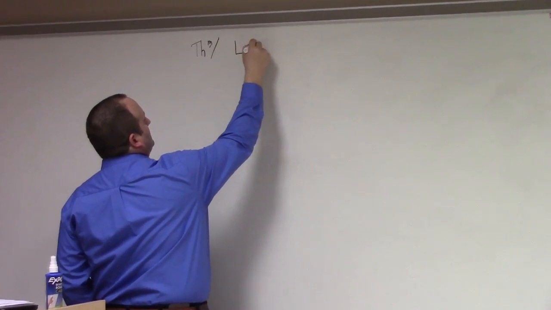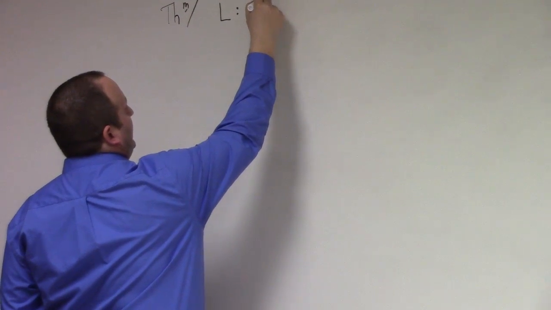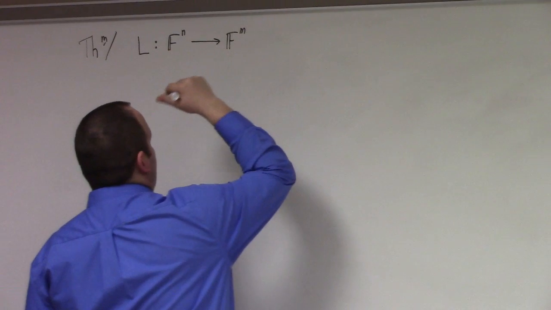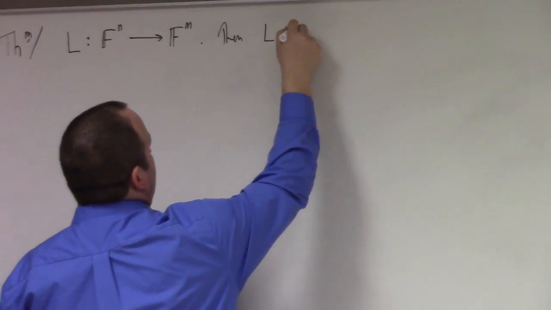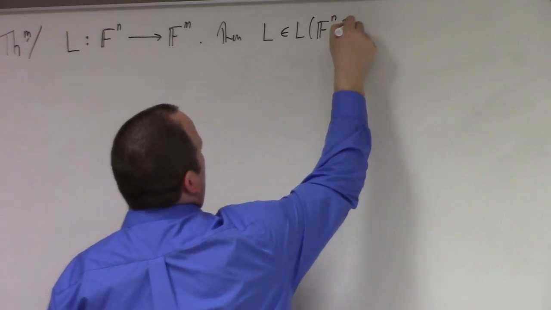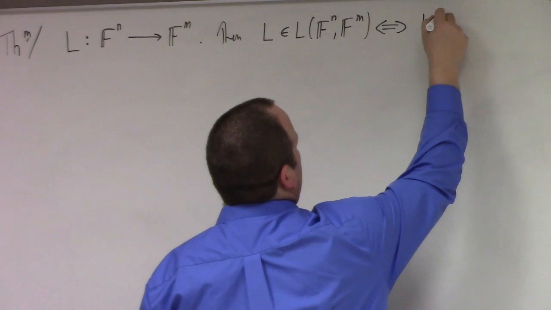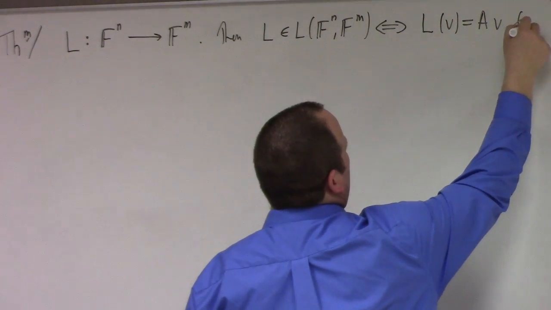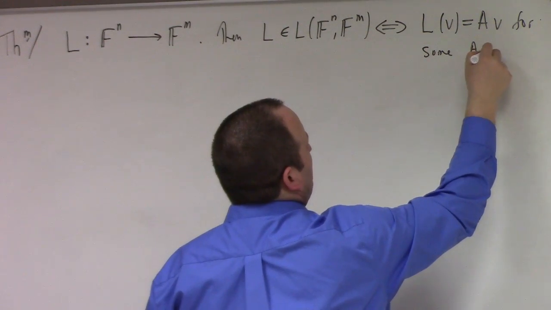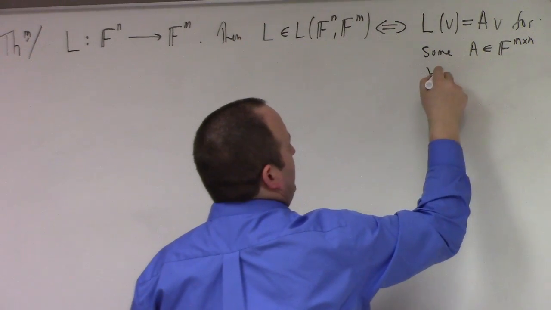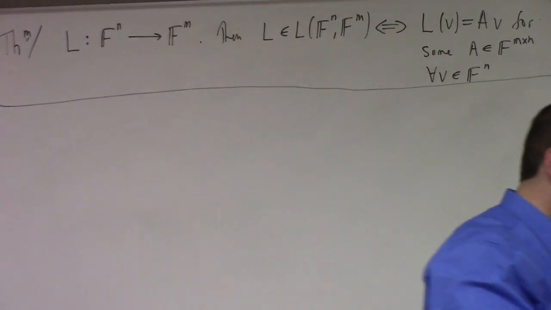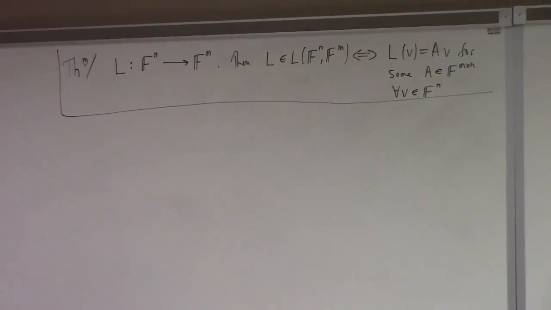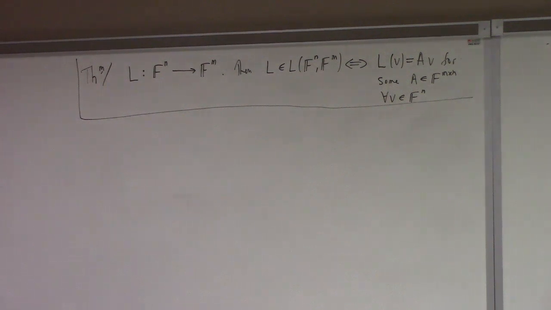All right, L, a linear transformation from, say, Fn to Fm. A function, let's say, then L is an element of the linear transformations from Fn to Fm if and only if L of V is equal to AV for some matrix A in Fm by n, and that's, of course, for all V in Fn. So what this theorem says is that linear transformations of column vectors can be rewritten in terms of matrix multiplication. We'll come back to this abstract world of linear transformations in a bit. We have to talk about these concrete things here for a little bit.